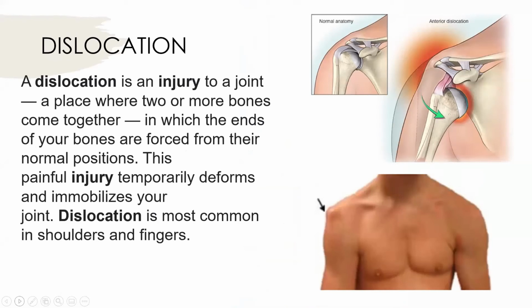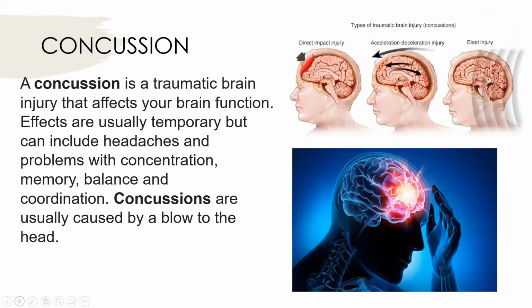Dislocation. A dislocation is an injury to a joint, a place where two or more bones come together, in which the ends of your bones are forced from their normal positions. This painful injury temporarily deforms and immobilizes your joint. Dislocation is most common in shoulders and fingers.